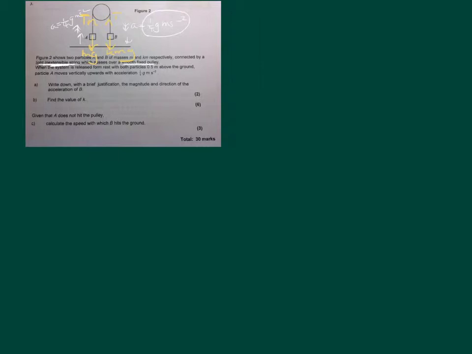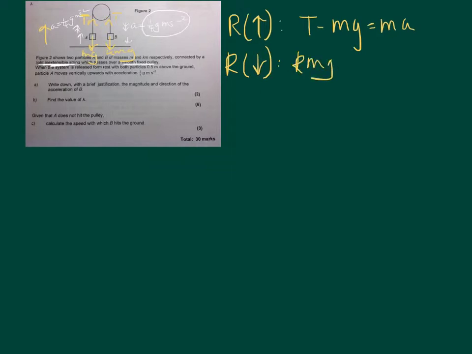Okay, so then resolving going up. So this is for particle A. We've got T minus mg equals ma. That's because we know it's going up. The resultant force is everything that's going up, which is T, minus everything going down, which is mg, and by Newton's second law, that's equal to ma. Now resolving going down for particle B, so everything going down is kmg, and everything going up is T, so kmg minus T, because it's going down, equals kma.